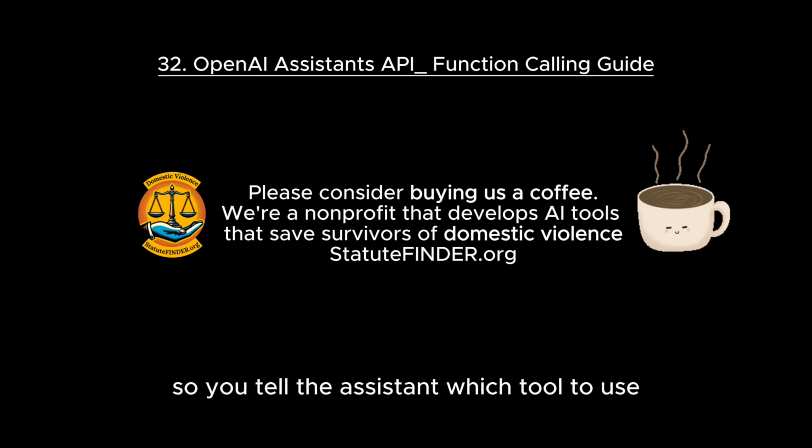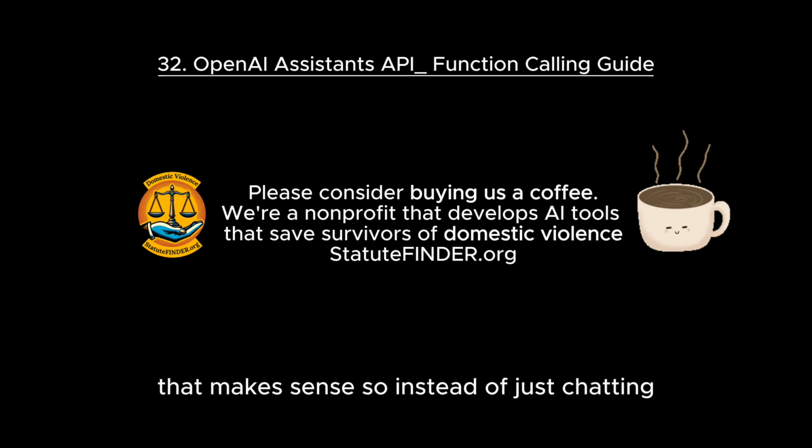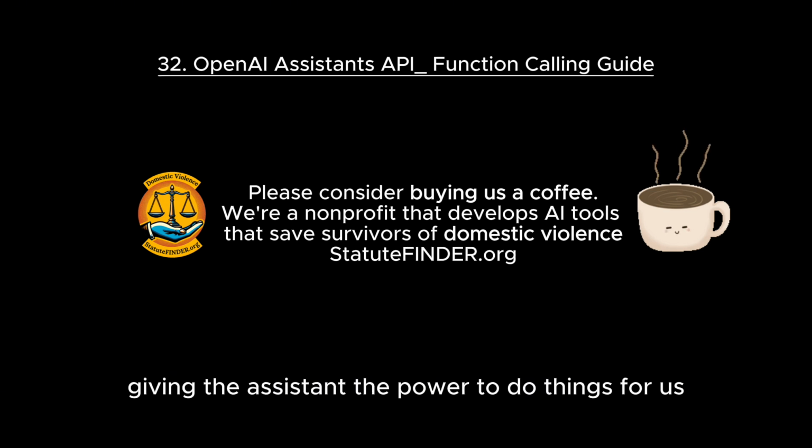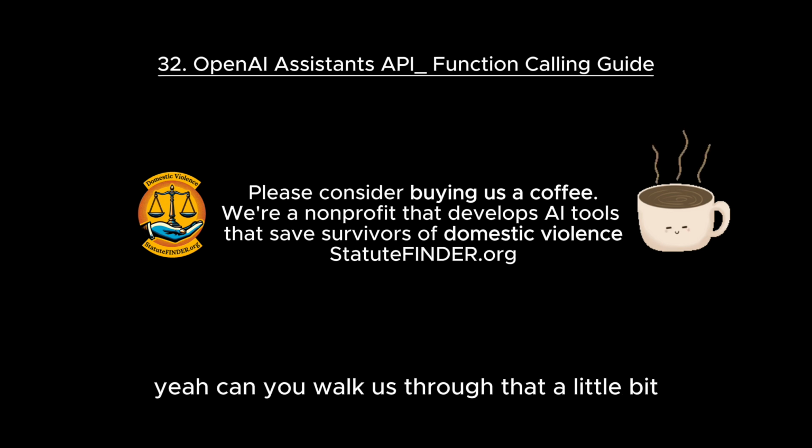Okay. So you tell the assistant which tool to use, and it gets to work. All right, that makes sense. So instead of just chatting, we're actually giving the assistant the power to do things for us. Exactly. The docs use a weather assistant as an example. Can you walk us through that a little bit?